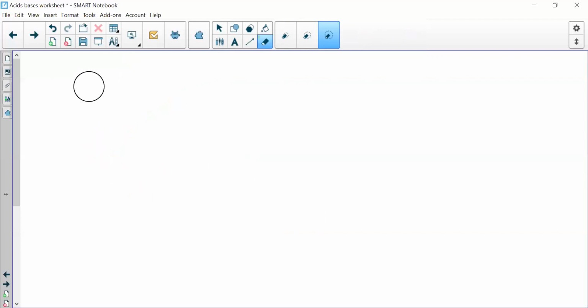pH is a logarithmic scale as well. And in fact, the formula for it, and here's where we're going to actually write our formula. pH, get that box out of there. Oh boy.